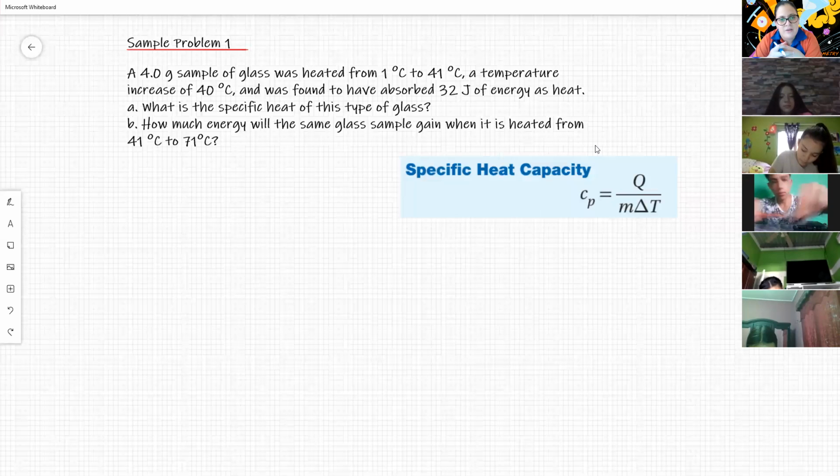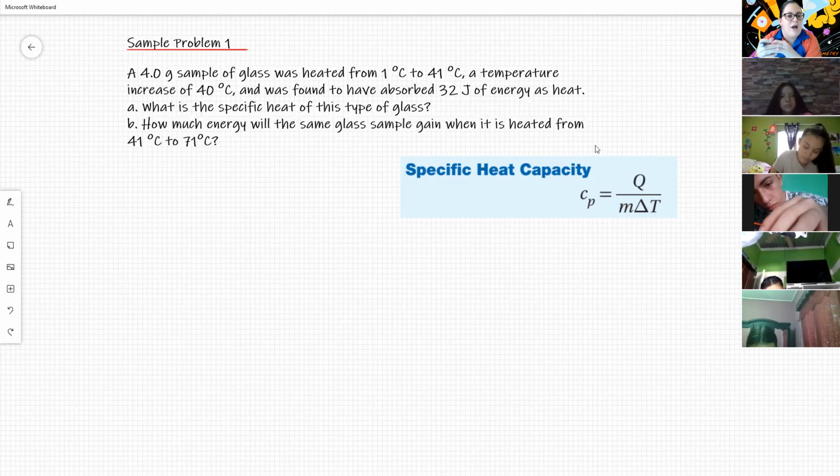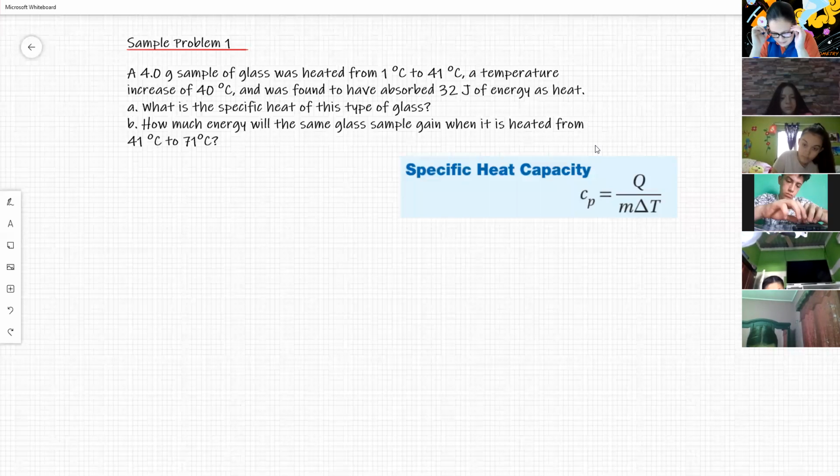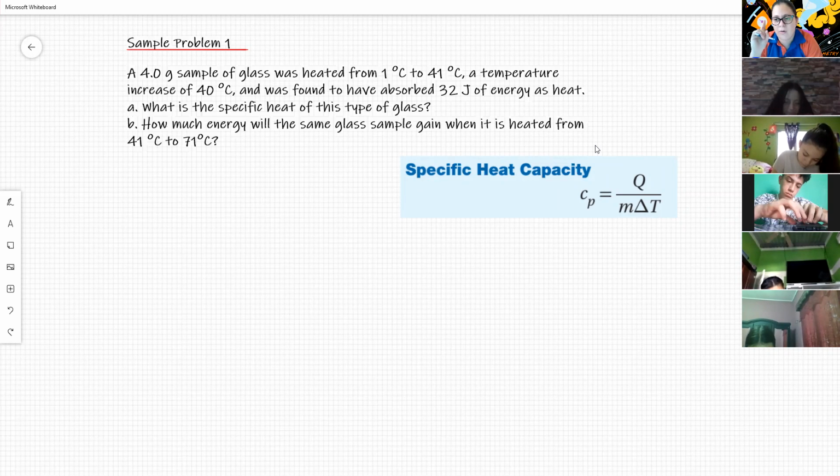What is the specific heat capacity of this type of glass? How much energy will the glass gain when it is heated from 41 to 71 Celsius? So for this topic, calorimetry, we're going to have two types of situations. One situation where we have one substance and the other situation where we have two substances.